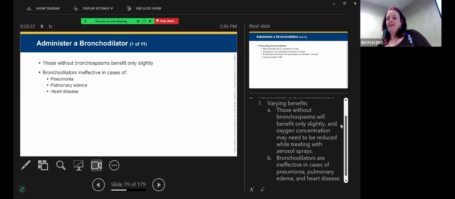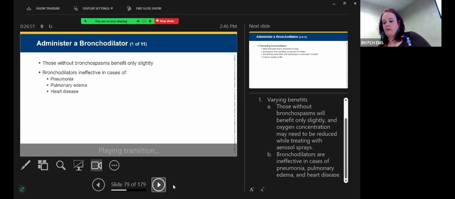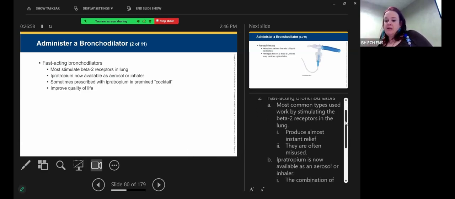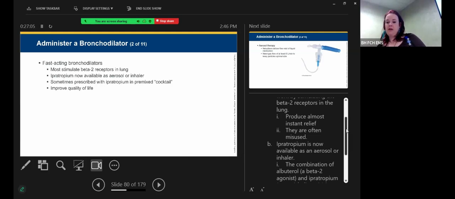All right. Varying benefits of administering a bronchial dilator. Those without bronchial spasms will benefit only slightly, and oxygen concentration may need to be reduced while treating with aerosol sprays. Bronchial dilators are ineffective in cases of pneumonia, pulmonary edema, and heart disease because, of course, we're not treating the core of the issue, we're just treating a sign. So fast-acting bronchial dilators, the most common types, work on the beta-2 receptors in the lung, produce almost instant relief, and are often misused.